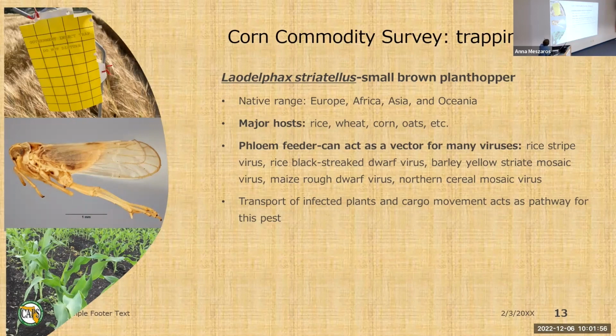Another species. So sometimes we use this sticky yellow trap, a sticky board, and we use it, for instance, at the beginning and at the end of the crop. So we need to follow how everything is going on. We need to know when the crop started and when it's close to the end. It's native to Europe, Africa, Asia, and Oceania.